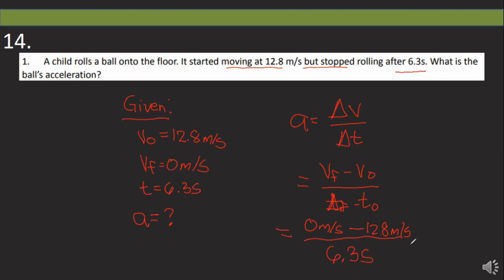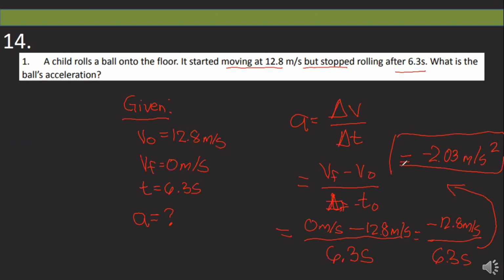Let's compute. So we have here 0 minus 12.8 is negative 12.8 divided by 6.3 seconds. So let's divide. 12.8 divided by 6.3 is equal to 2.03. But since it's negative, we have equals negative 2.03 meters per second squared. So this is now the acceleration of the ball.